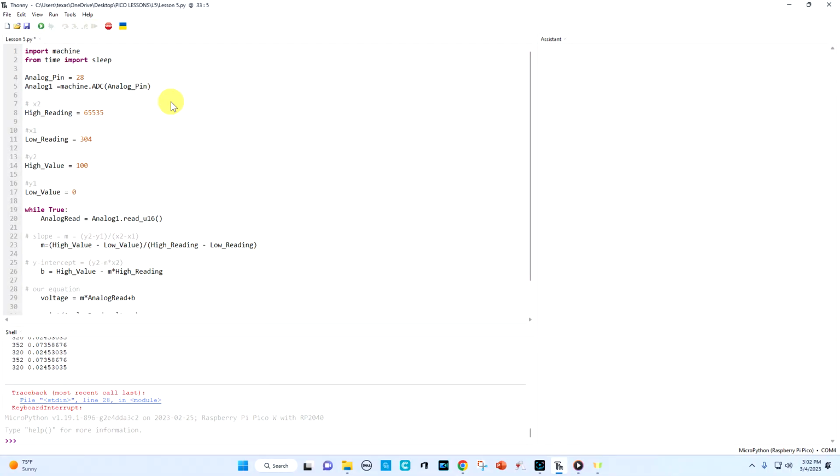Today we're going to work on the Raspberry Pi Pico W lesson number 5 from Paul McWhorter's series. What we need to do is take the value of a potentiometer, which comes in as binary up to 2 to the 16th, and convert that to a value between 0 and 100.